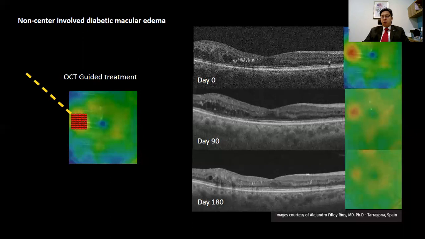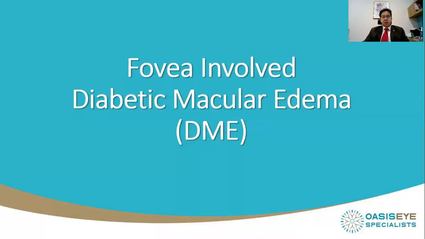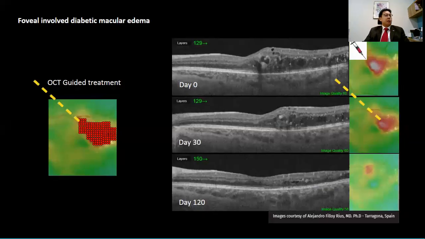So here's an example from my colleague in Tarragona, Spain, a patient with non-center involving diabetic macular edema. And you can see here, the patient had subfoveal, extrafoveal subliminal laser treatment, and you just have to wait patiently. At 3 months, there's visible reduction of the edema, and at 6 months, complete reduction of edema with just 1 subliminal laser therapy treatment.